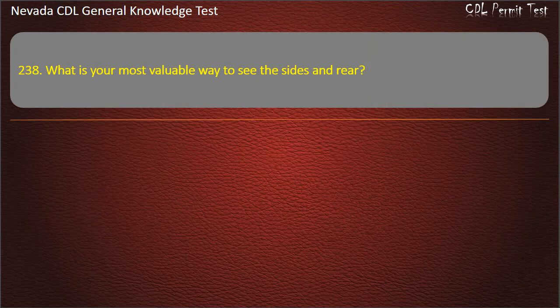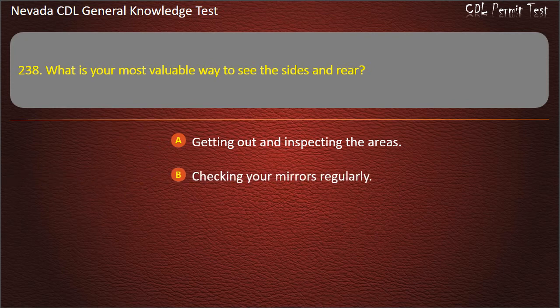Question 238. What is your most valuable way to see the sides and rear? Getting out and inspecting the areas. Checking your mirrors regularly. By looking out the window. Answer. Checking your mirrors regularly.